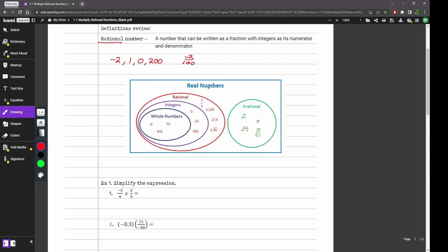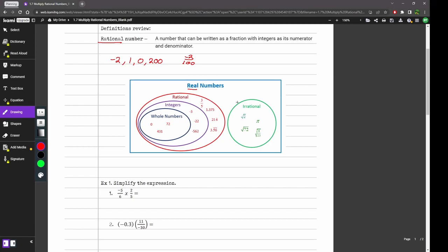There are two different types of numbers: real numbers and imaginary numbers. We are not going to touch imaginary numbers at all. You don't really see those until probably at least high school. Everything we're going to deal with are real numbers. After that, they become rational or irrational.